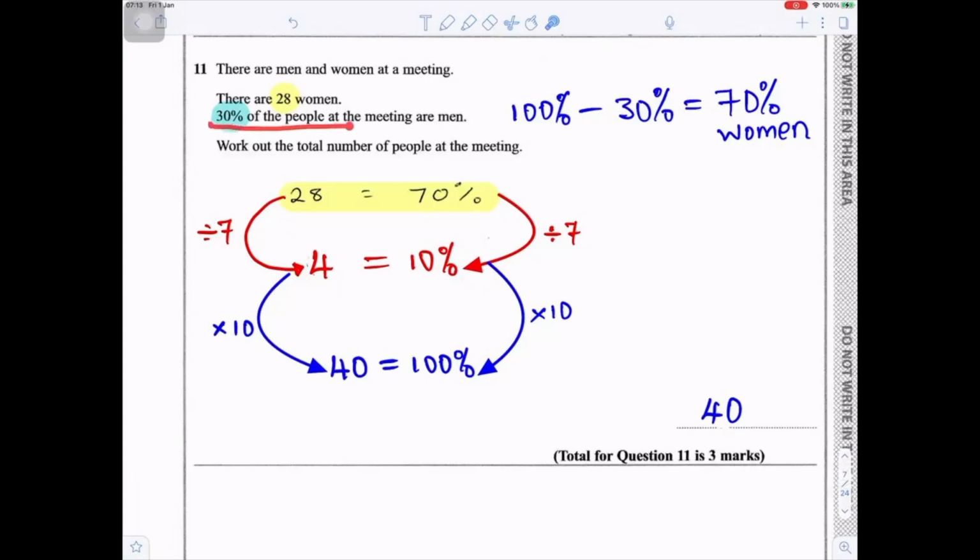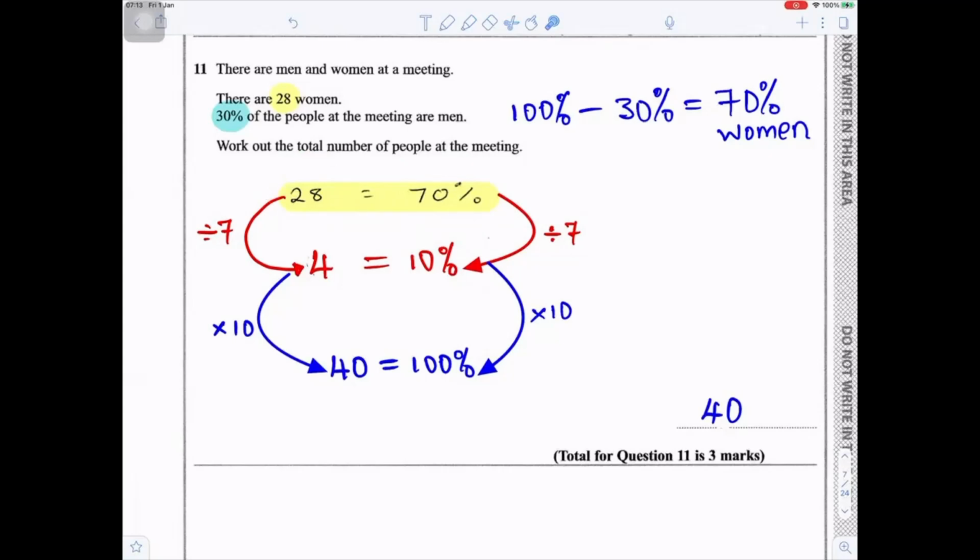So if 30% of the people in the meeting are men, we want to get 100. Everybody, the men and the women, is 100%. So the total number of men and women makes 100%. And if 30% of the people are men, 100 minus 30 gives you 70. So women are 70%. We know the percentage for women, and there are 28 women. That means 28 women represent 70%.